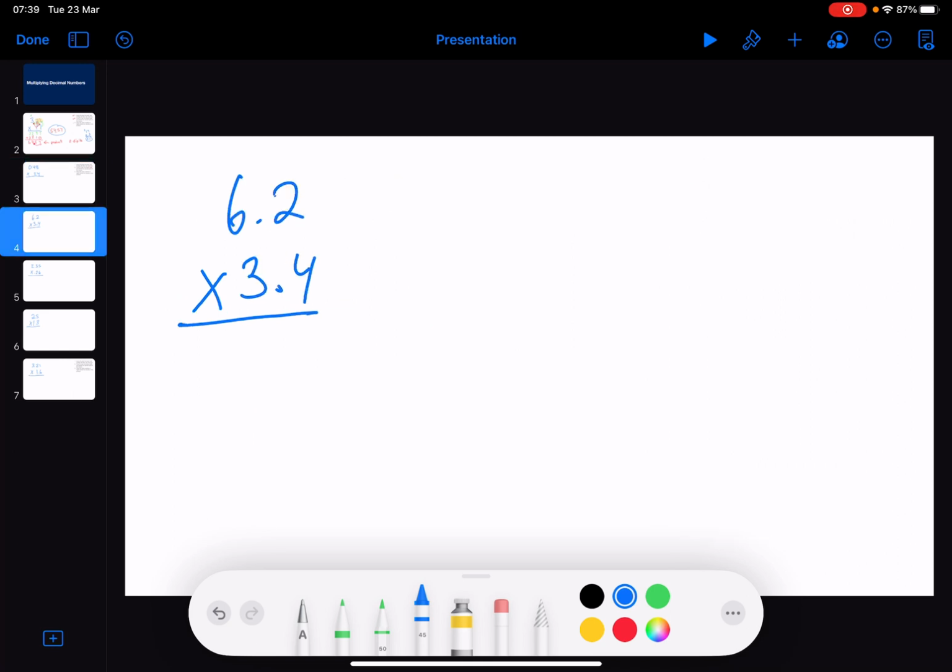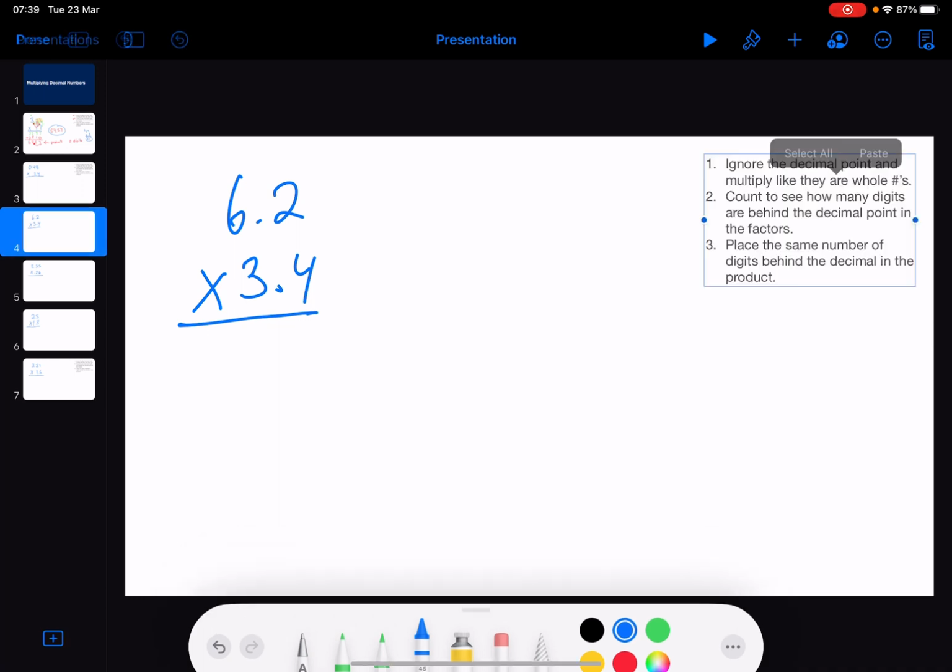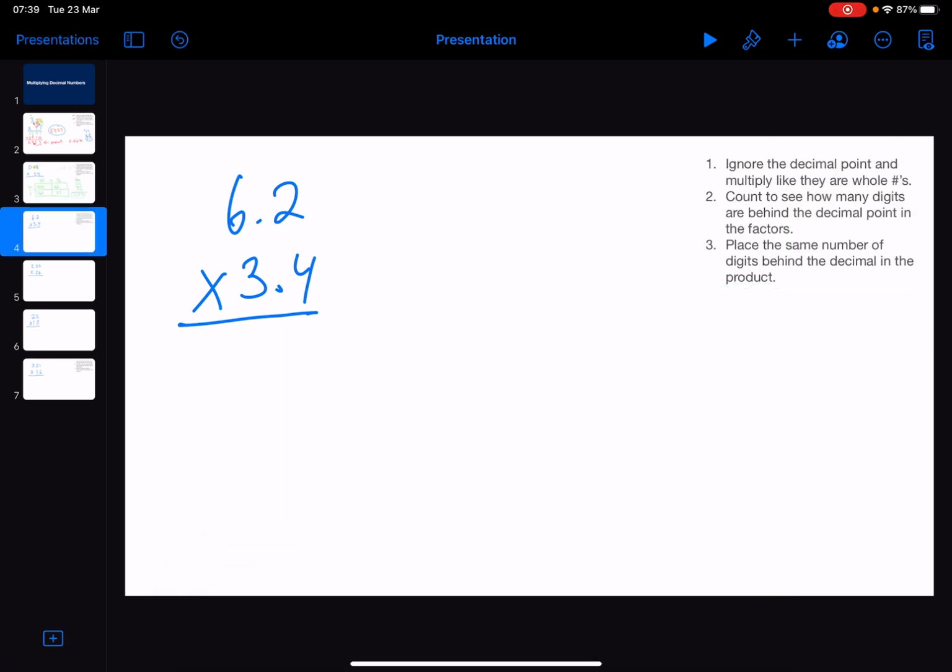All right, we're going to do one more of me, and then we're going to do one together. So this one's a little bit different because this time I'm not doing a decimal times a whole number. I'm doing a decimal times a decimal, but it doesn't change how we do this. We still have the same 3 steps. We're going to ignore the decimal point and multiply like they're whole numbers. We're going to count to see how many digits are behind the decimal point in the factors, and then we're going to place the same number of digits behind the decimal point in the product.